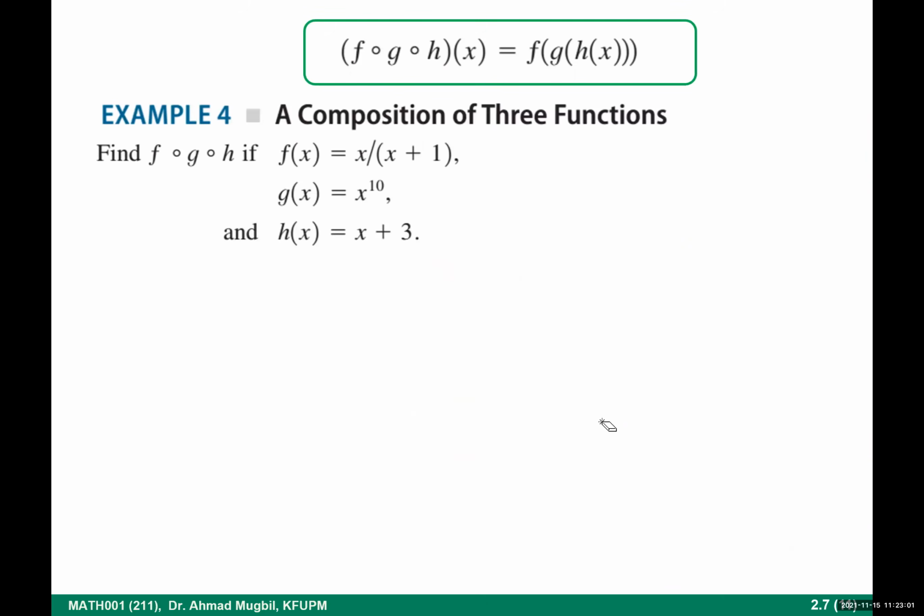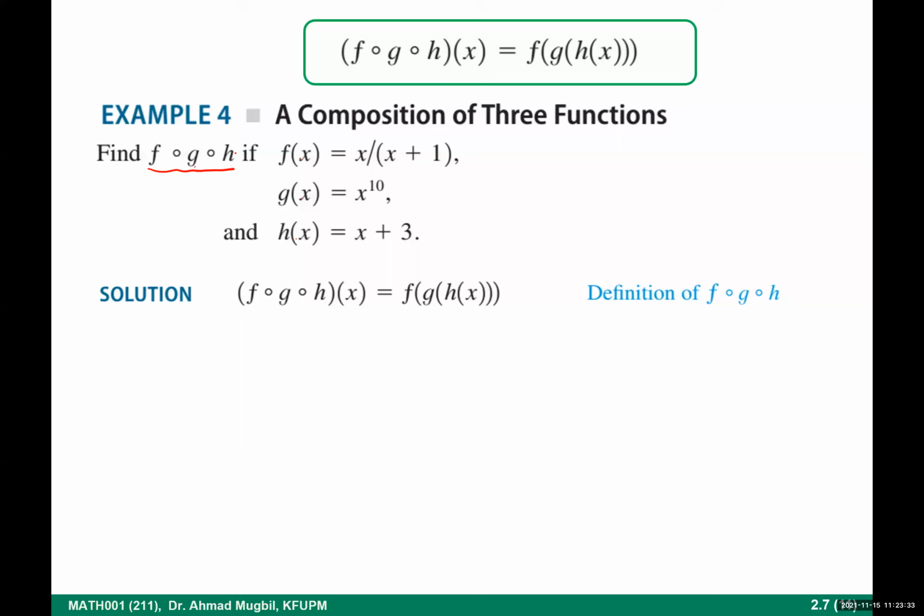Now I think we still have 2 or 3 easy exercises or examples. This is about when you have a composition of many functions, not only 2. You can have as many as you want: f composed with g, composed with h, and so on. So let's compose the 3 functions together. You have f, you have g, you have h. What is f composed with g, composed with h? It will be f of g of h. From where to start?